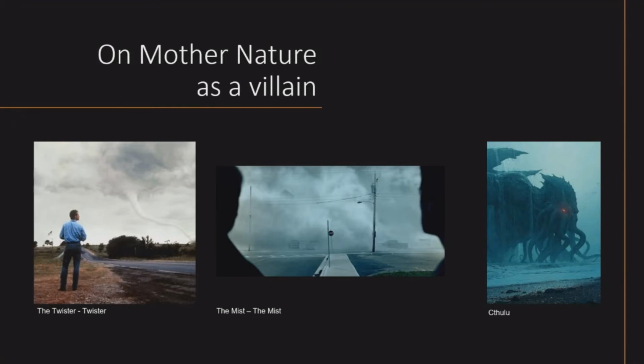Here are a few ideas for Mother Nature as a villain. First of all, it's the Twister from Twister. It's literally just very powerful tornadoes. You can outrun them, probably, but try to stay and you're gonna have a bad time.